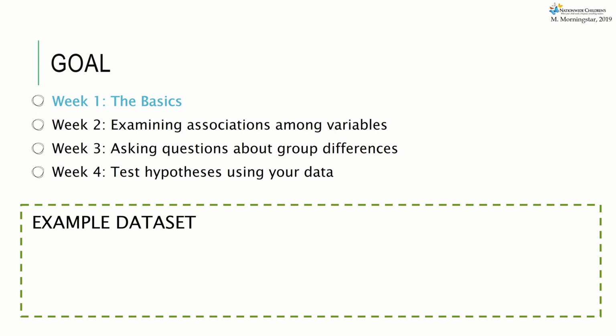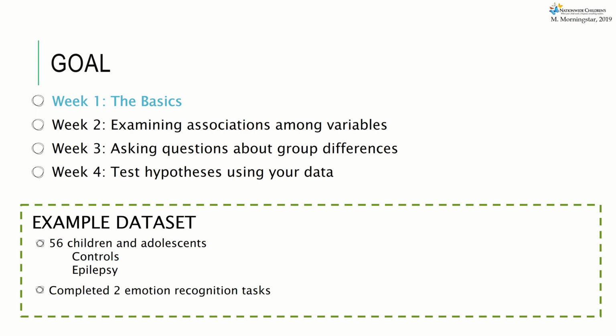So we'll have an example data set for us to use. And this is data that was collected from 56 children and adolescents. Some of them were part of our control group in this study, and the others were patients with epilepsy. So this is a study that's ongoing in Dr. Nelson's lab. And they came in and they did 2 emotion recognition tasks. They did this in the scanner, but we're not going to talk about any neural data today. We're just going to be looking at their behavioral accuracy on these 2 tasks.